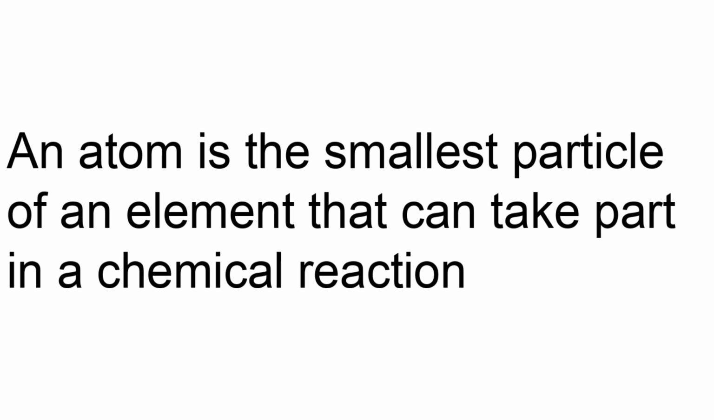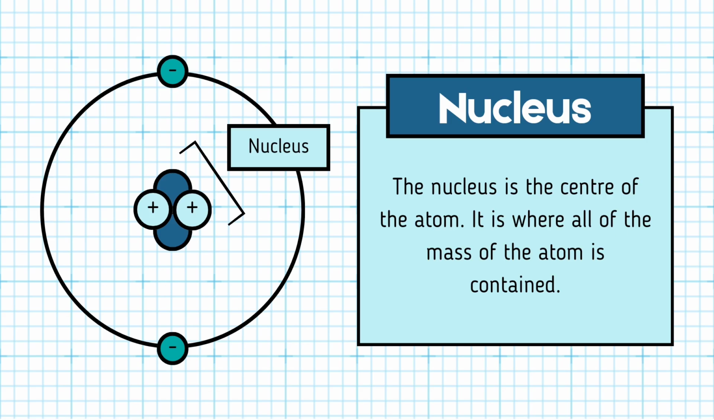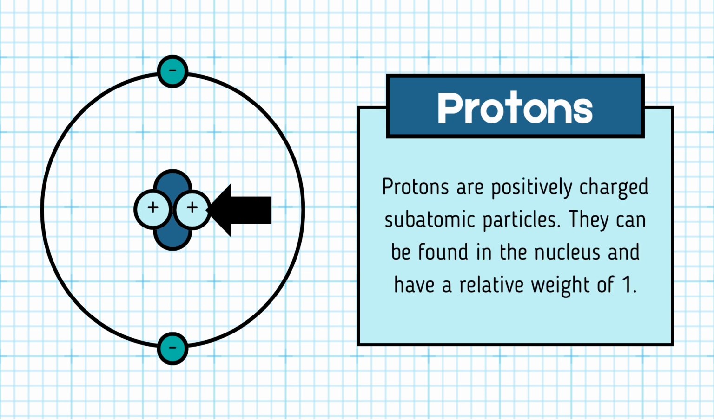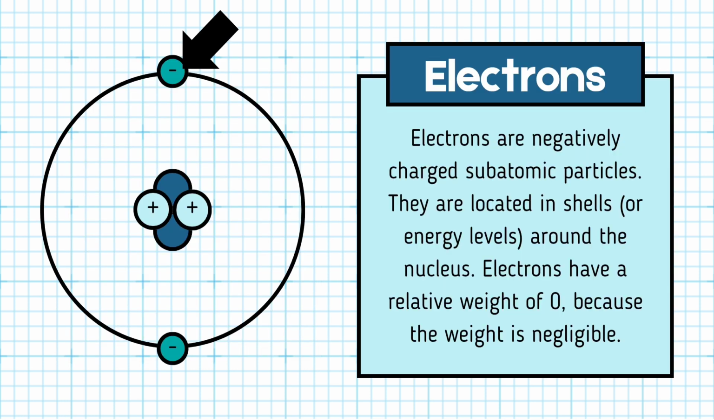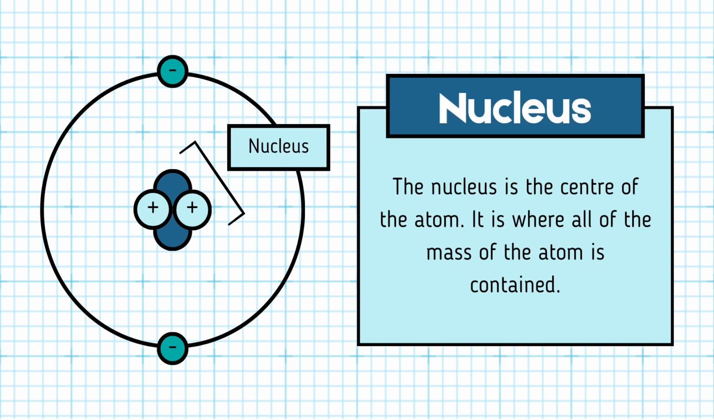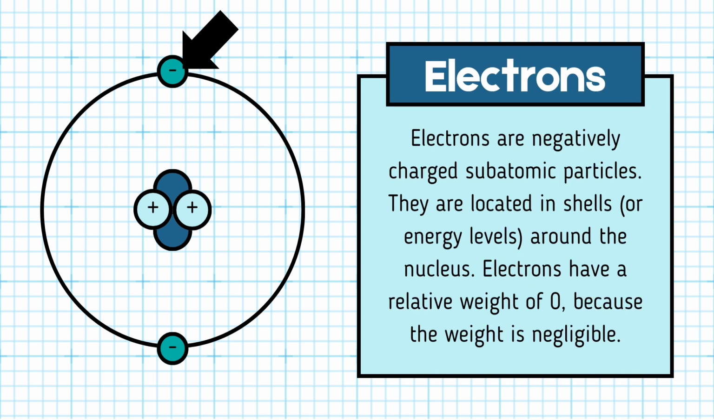An atom is the smallest particle of an element that can take part in a chemical change. The atom is made up of two regions. We have the central part called the nucleus and a region surrounding the nucleus which forms the electron cloud. It has three subatomic particles: protons, neutrons, and electrons. The nucleus houses the nucleons, that is the protons and the neutrons, while the electron cloud contains the electrons.